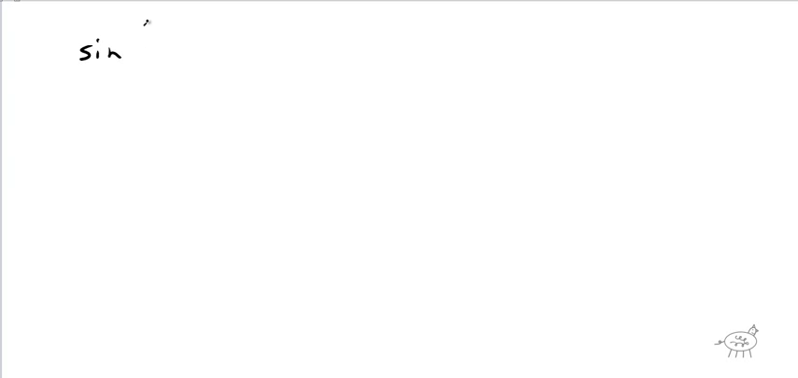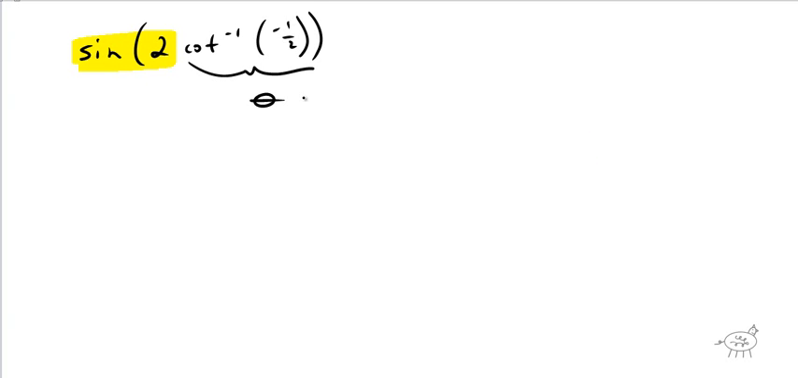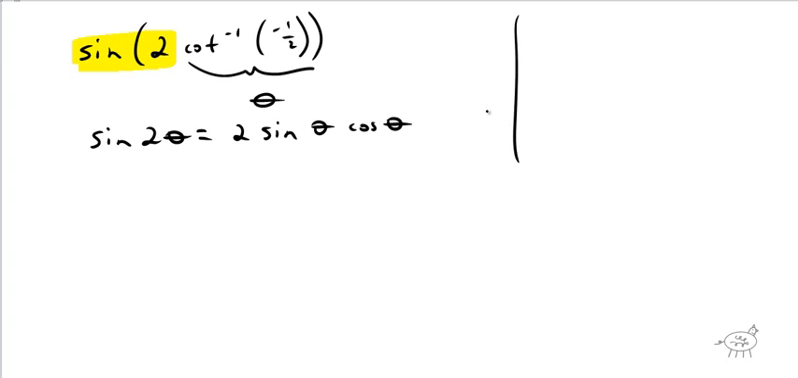Sine of 2 inverse cotangent of negative 1/2. Once again, math fans, you totally can recognize this as a double angle for sine because it says sine of 2 blah. And again, that blah right here, that's your angle theta. So let's write it out here. Sine of 2 theta equals 2 sine theta cosine theta. So make a picture. Because again, the arc is on the inside, you're drawing a picture.